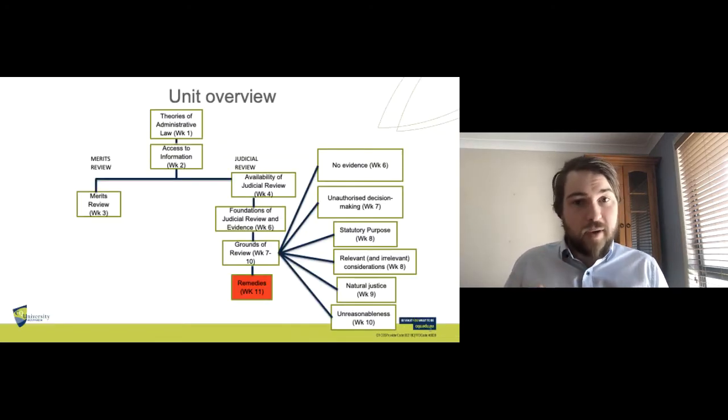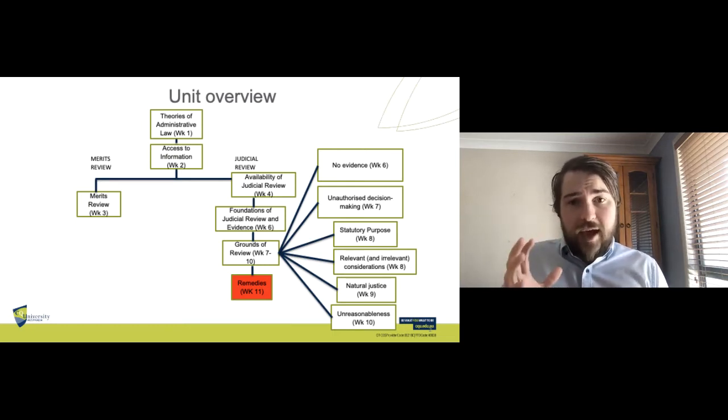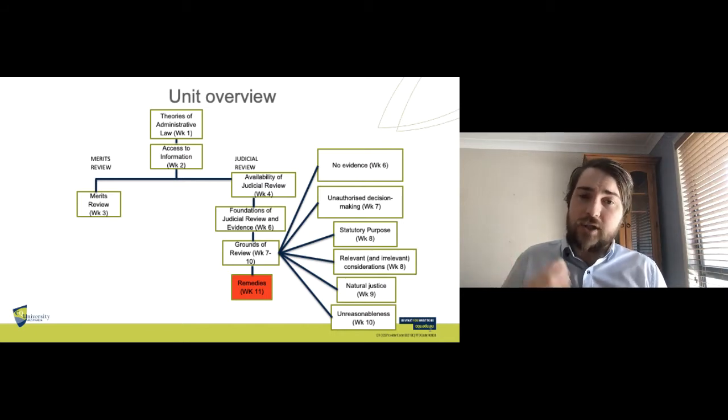So, for the most part in this course, we've talked about the process of judicial review. We started by looking at when judicial review will be available. Do you have jurisdiction? Is the issue justiciable? Do you have standing? And then from there, do we have enough grounds of review available to us to actually point to an error of law in the decision?